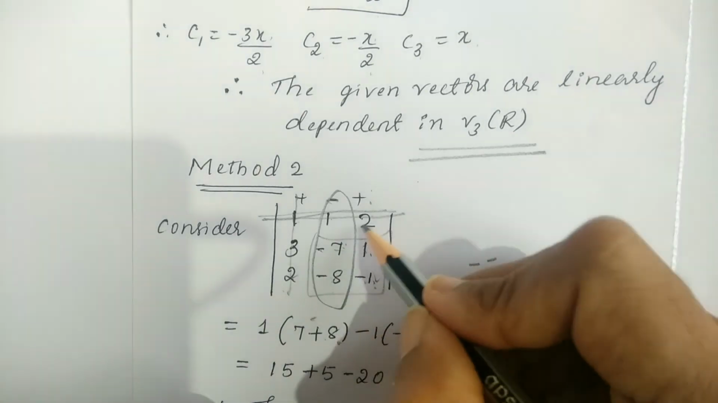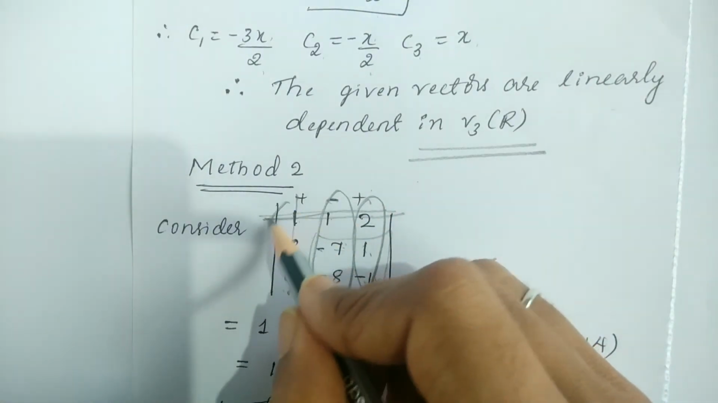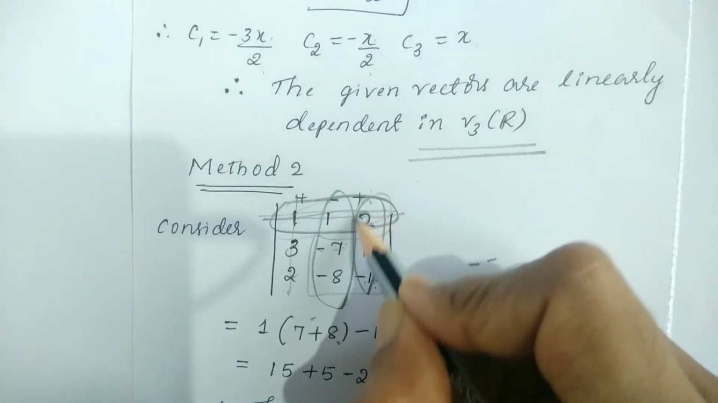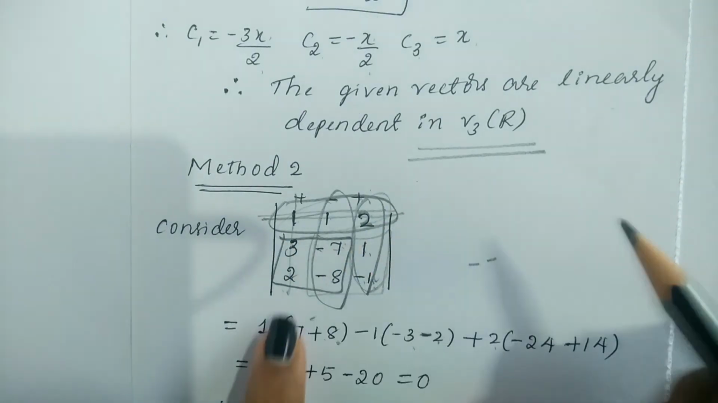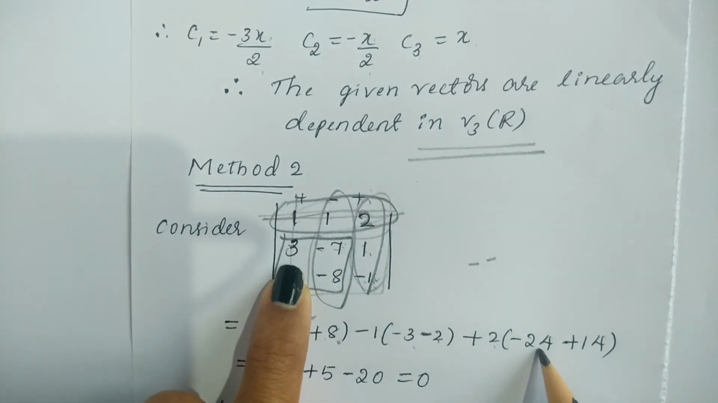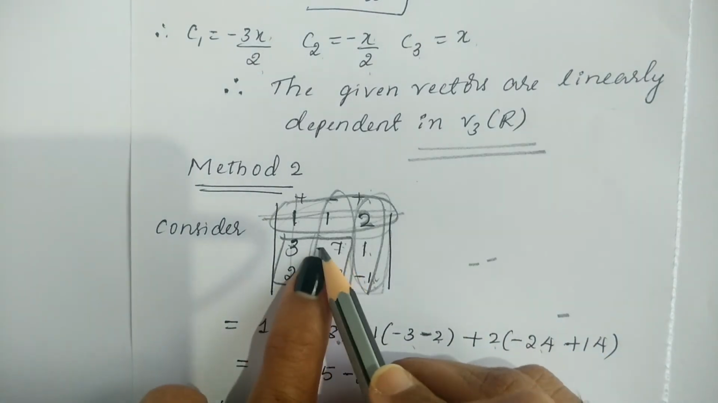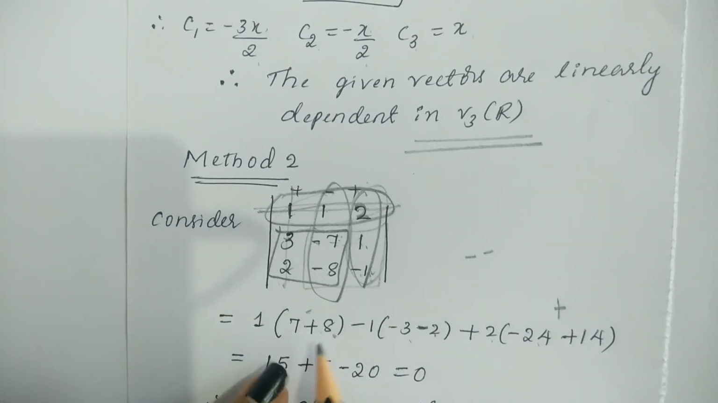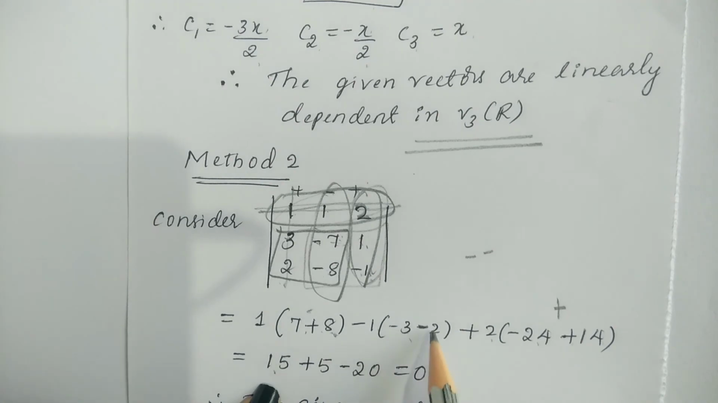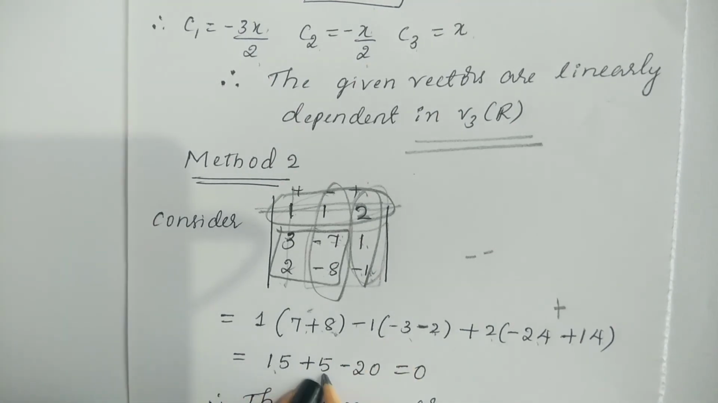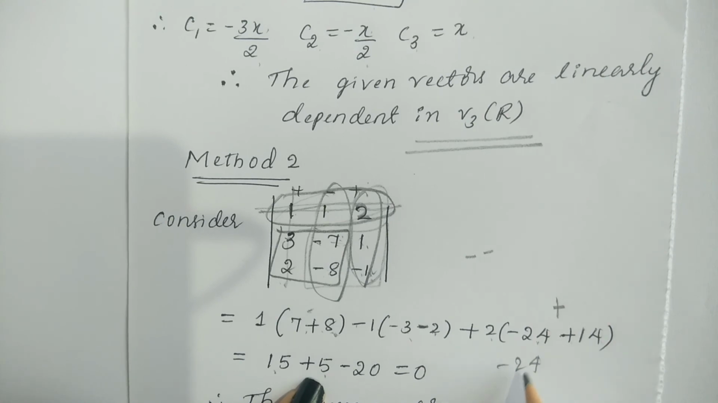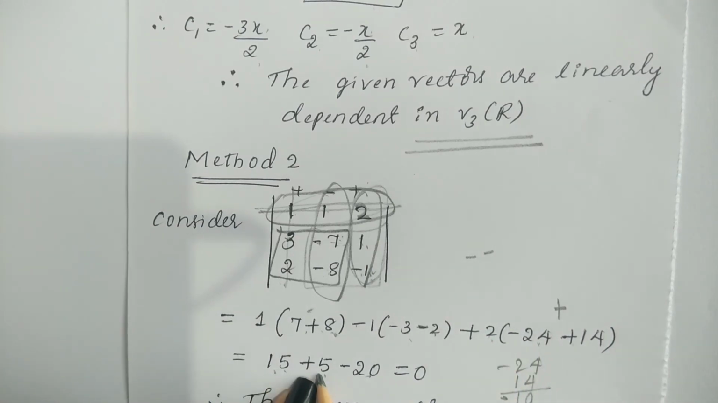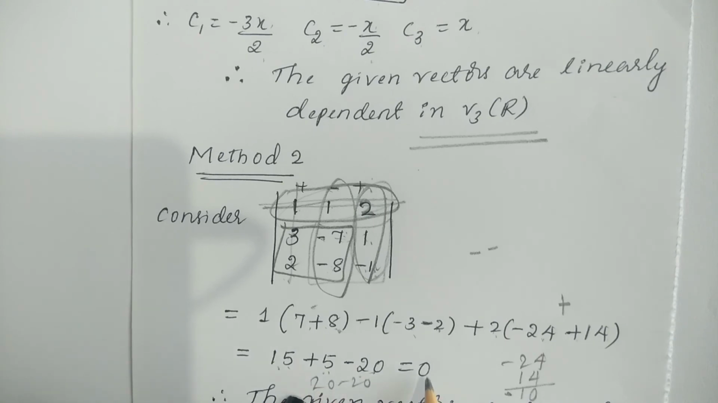Next, plus 2 into, so delete this row and this column. 2 belongs to the first row and third column. We remain with this. So minus 8 into 3, 8 3s are 24, minus. Here also we have minus, therefore it becomes plus. 7 2s are 14, plus 14. So 8 plus 7 is 15, minus 3, minus 2, minus 5, minus into minus, plus 5. Here minus 24 plus 14 is minus 10, and minus 10 2s are minus 20. 15 plus 5 is 20, minus 20. 20 minus 20 gets cancelled, we remain with 0.